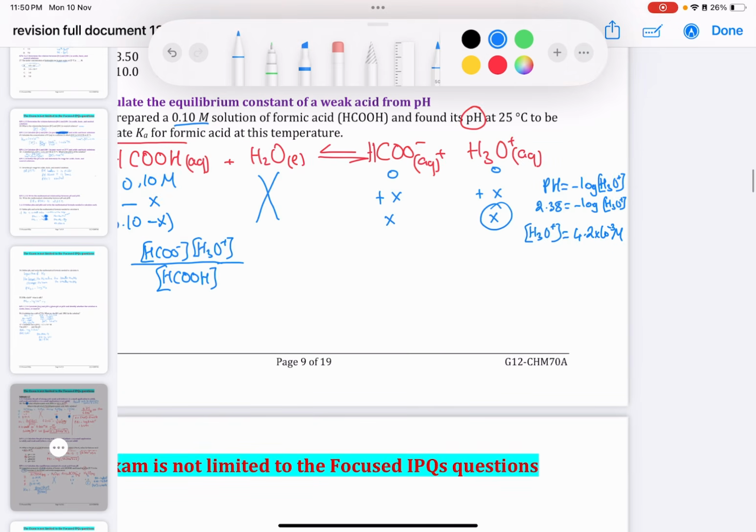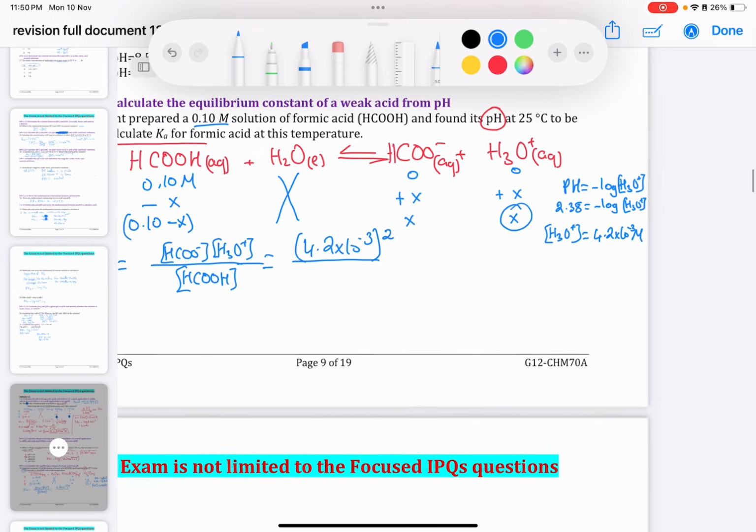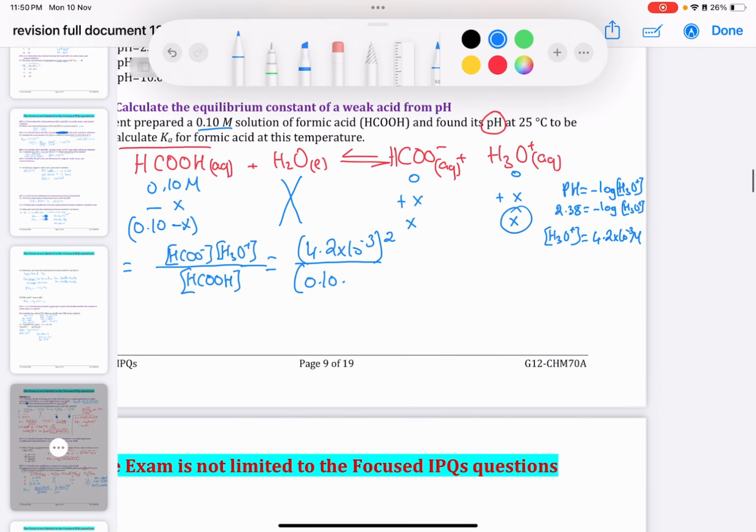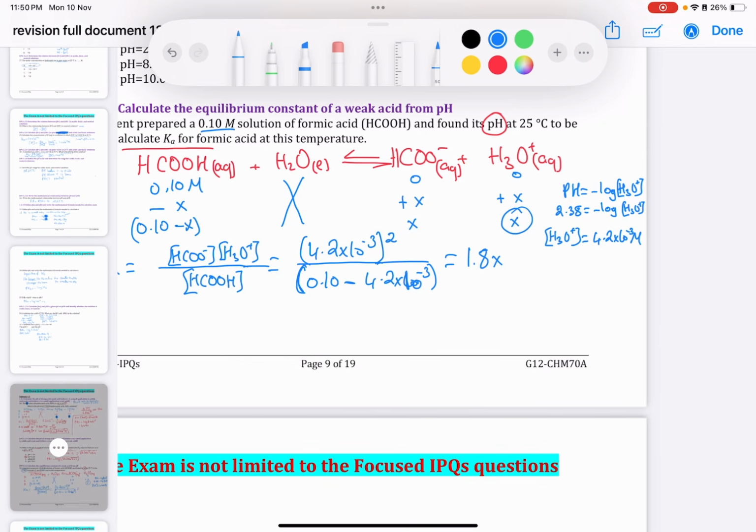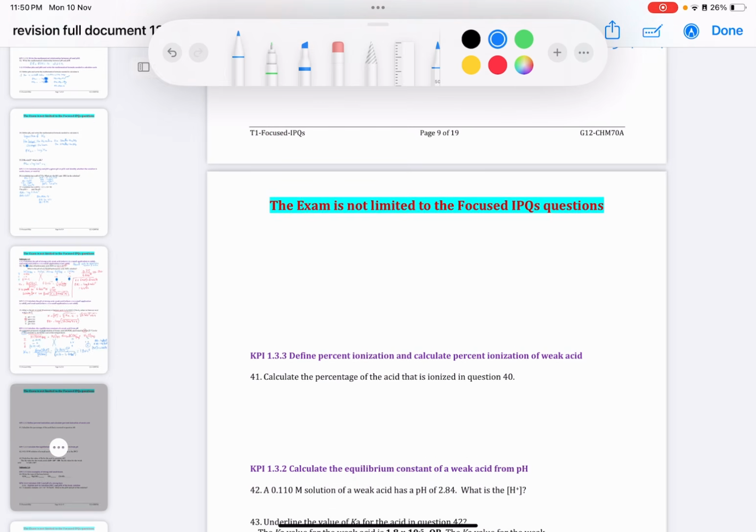So now I am going to substitute for the value of x. 0.10 minus 4.2 times 10 to the power negative 3. And the value of Ka is going to be 1.8 times 10 to the power negative 3. Again, no unit for Ka. Now, moving on.